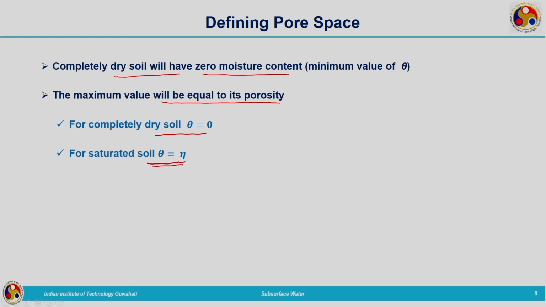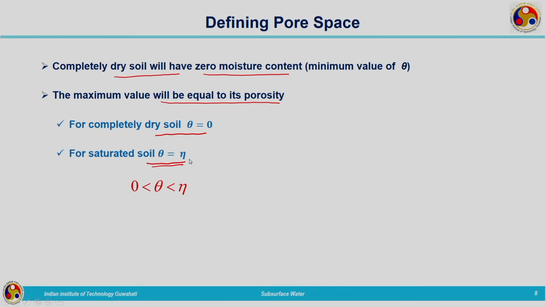This should be clear to you: when it is completely dry, there is no moisture present, and we will have the moisture content equal to 0. The second case is the saturated soil in which all the voids are filled with water, and no air is present. In that case, we have the moisture content equivalent to porosity, that is theta is equal to eta. So, theta can vary between 0 and eta.